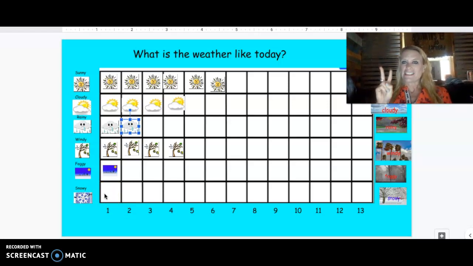Which 2 are the same? So which 2 quantities are the same? I can look and I can see this one is not. This one and this one are the same, right? They both have how many? 4 and 4. So cloudy and windy are both the same.